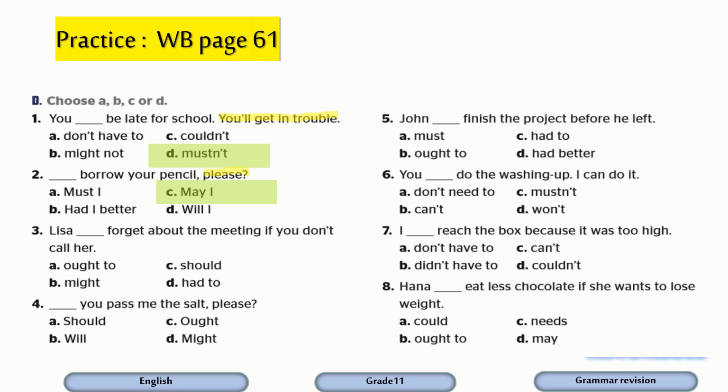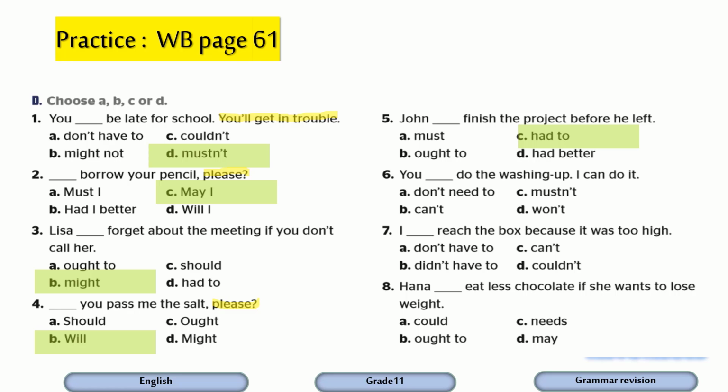Number 3, Lisa forget about the meeting if you don't call her. Might. So it's possible that Lisa forgets about the meeting. Number 4, you pass me the salt, please. So what do you think here? Will you pass me? We are asking here for help. Number 5, John finished the project before he left. So John had to finish the project before he left, which is obligation.